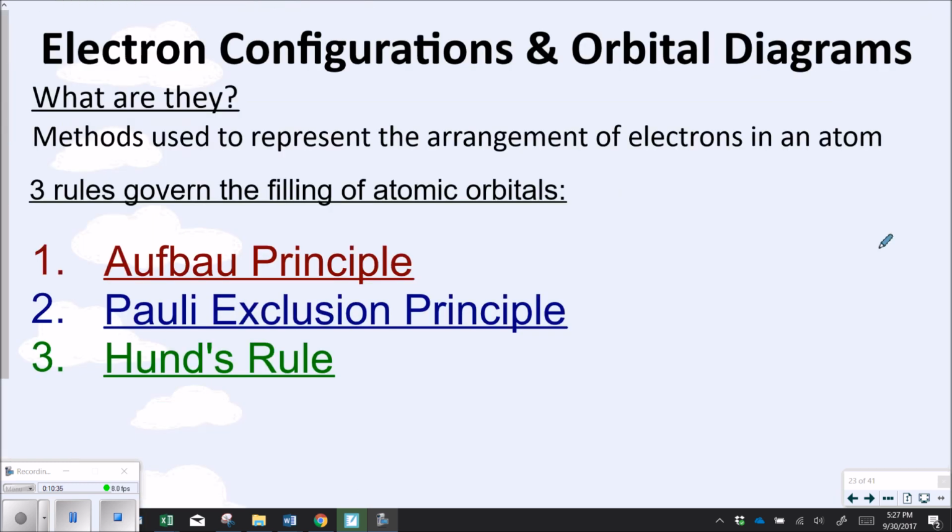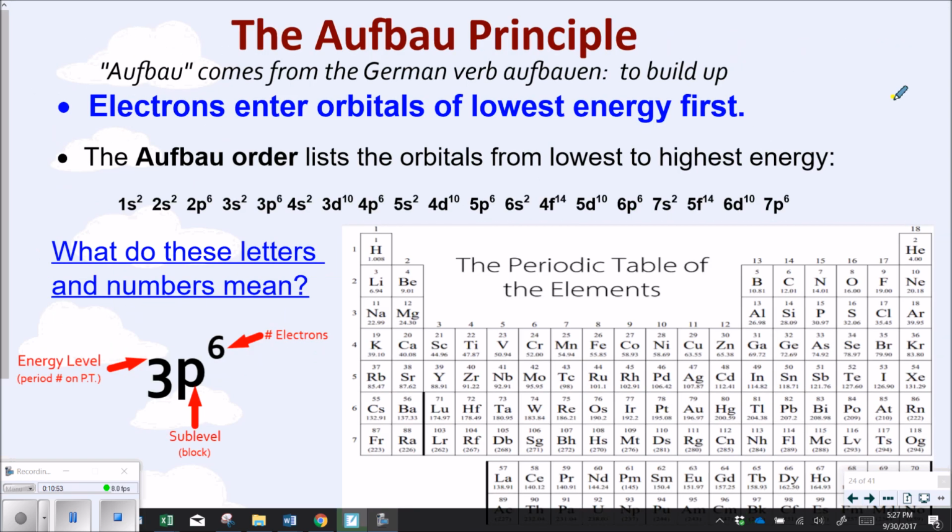Electron configurations and orbital diagrams. What are these? Methods used to represent the arrangement of electrons in an atom. 3 rules govern the filling of atomic orbitals. First, the Aufbau Principle, the Pauli exclusion principle, and Hund's rule. The Aufbau Principle: electrons enter orbitals of lowest energy first.